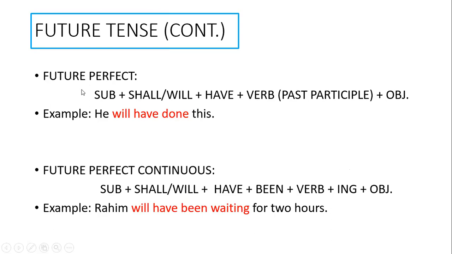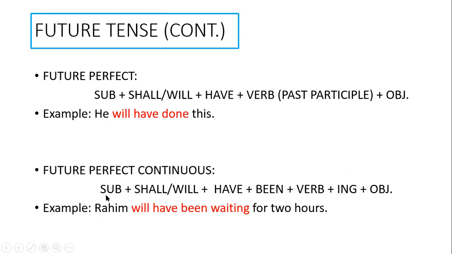Future perfect tense. The structure of the future perfect tense is subject plus shall or will plus have plus verb in a past participle form plus object. For example, he will have done this.